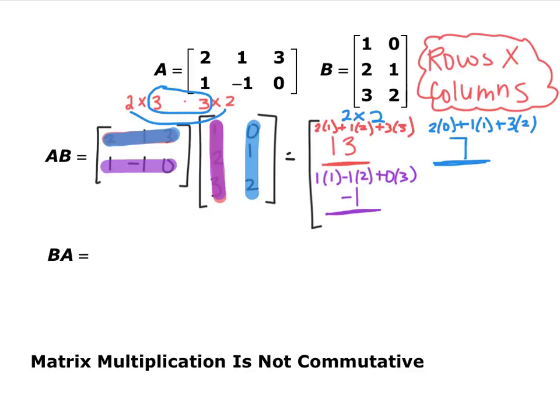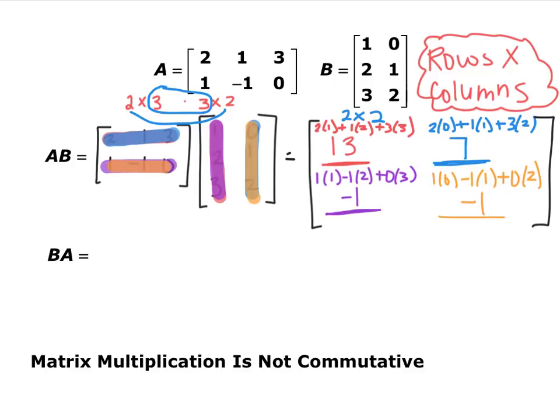So now go ahead and pause the video and find the last entry. So when you multiply the second column by the second row, you should end up with a -1 again. You get 1 times 0, -1 times 1, and 0 times 2.